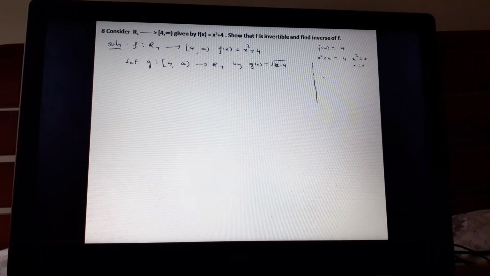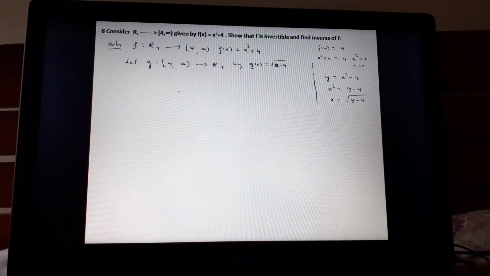What you have to do is y equal to x square plus 4. Therefore, x square equal to y minus 4. So x equal to square root, not plus or minus, square root of y minus 4. And square root of y minus 4 is well defined because this contains from 4 only. So 4 minus 4 is 0. Therefore, this is well defined. Now what we have to show is this is our inverse function. That's what we have to show.